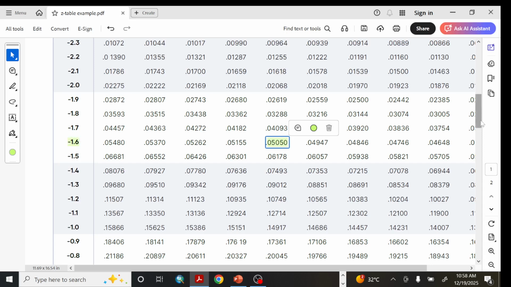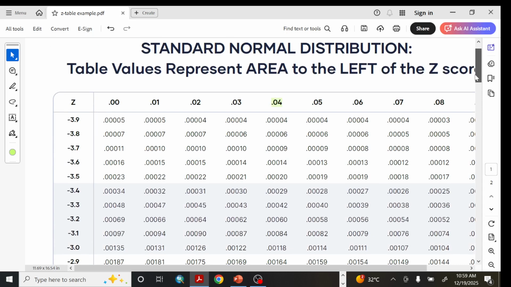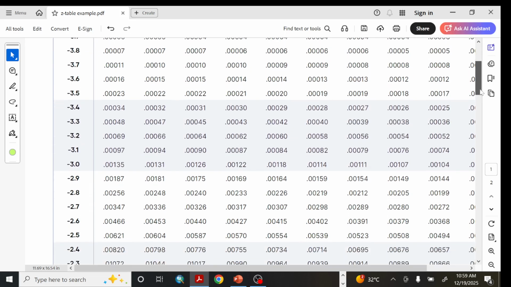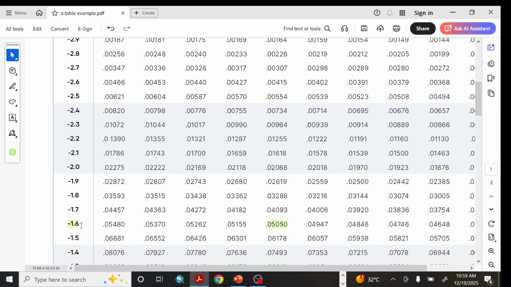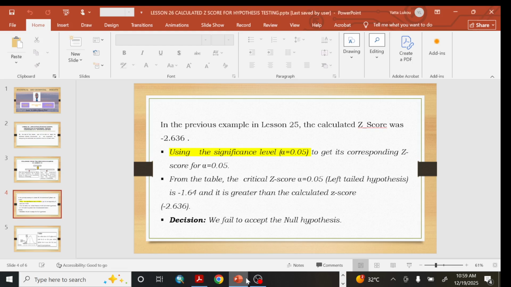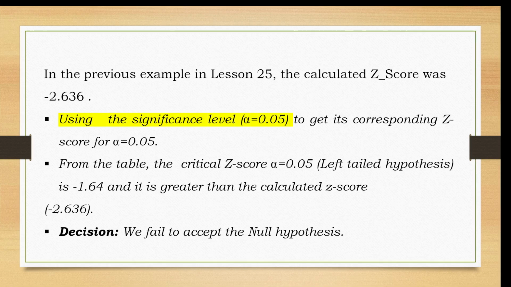Now, you proceed upward. You'll find another number here, 0.04, and this is the probability associated with your alpha level. So we add this 0.04 to 1.6. When you are adding, you are not considering the minus, because I told you that the minus sign tells you that your Z score is below the mean. So having added this 0.04 to 1.6, you will get a Z score of minus 1.64.